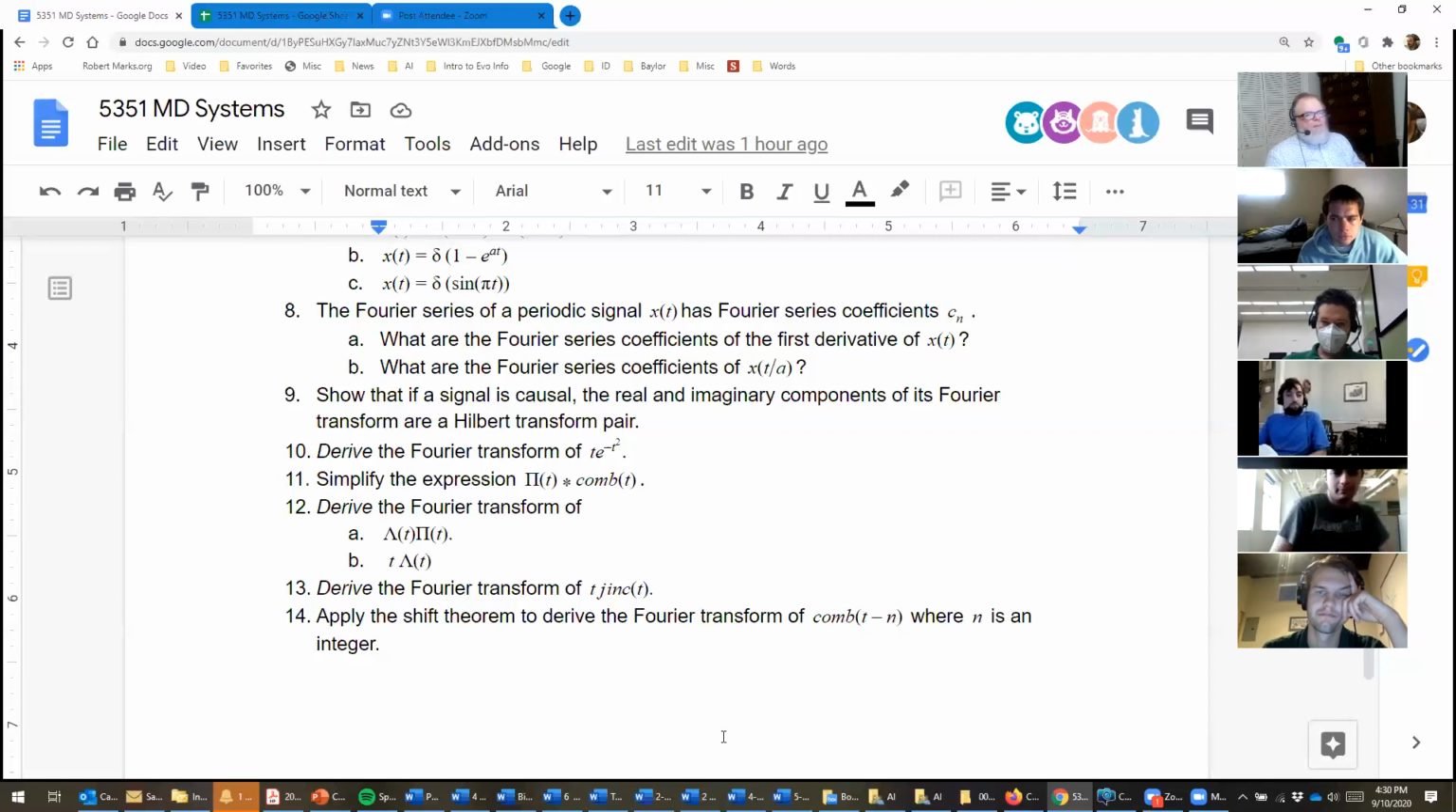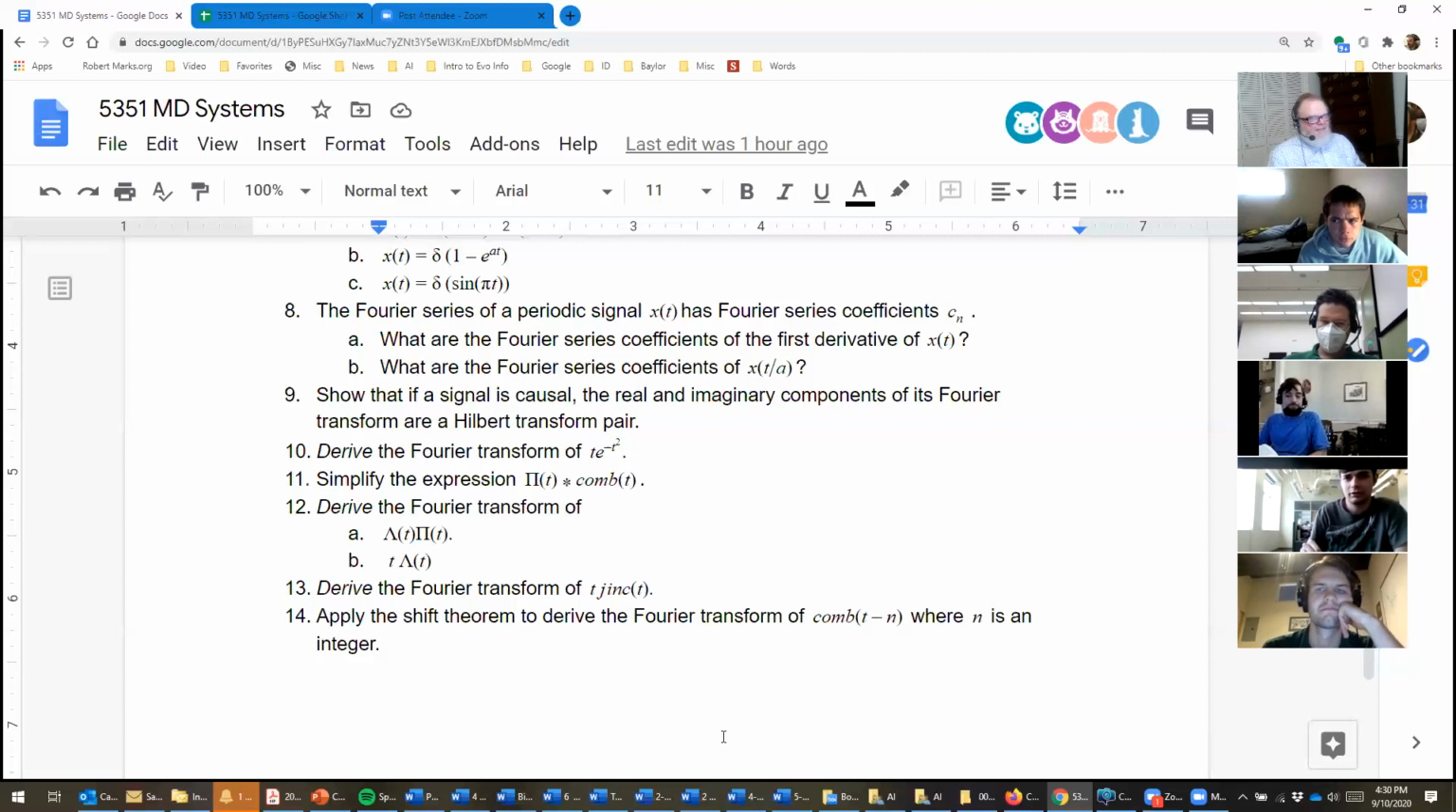I might be crazy here, but since... Yes, you might be crazy, Adam. Yes, okay, yeah, it might be. But the rectangle function, since it just has a height of 1, wouldn't it just simplify to the triangle function?